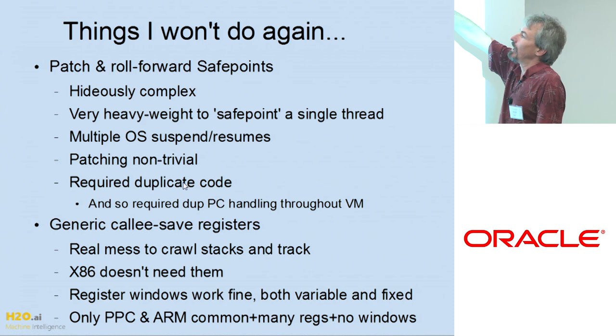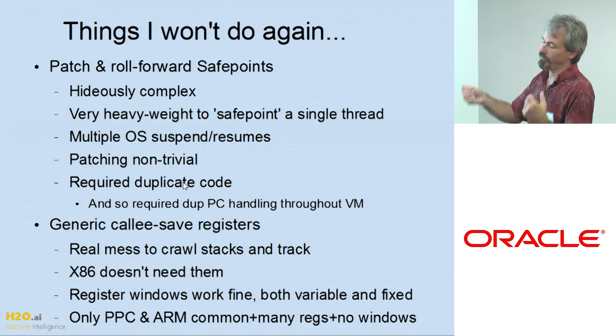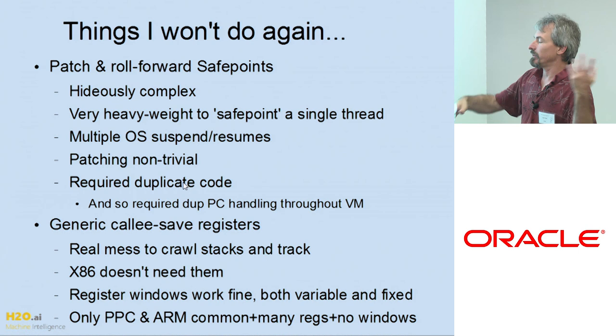stop the thread, ask for his PC, patch the code he's in full of breakpoints, then restart him, and then some other thread you didn't want to stop had to have the non-patched version. You had to have two versions of code, patched and not patched. Occasionally the OS told you the wrong thread, and you patched the wrong thread, and you waited a while. He didn't actually stop because you didn't patch him, the thread he was in, the code he was in. It was just a giant mess.